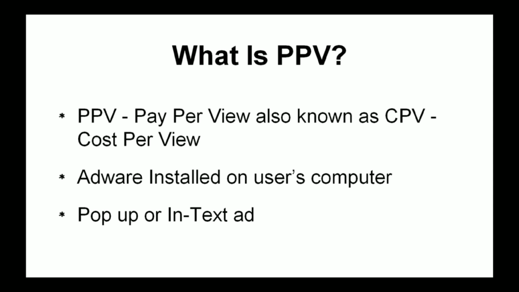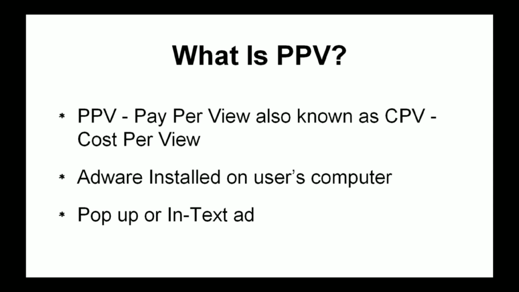The user installs a program that allows the PPV network to serve ads on their computer, and that's called adware. For example, let's say the user downloaded a screensaver, game or smileys, so he agrees to their terms and conditions where they say that they will serve pop-up or in-text ads. There are two types of PPV ads.